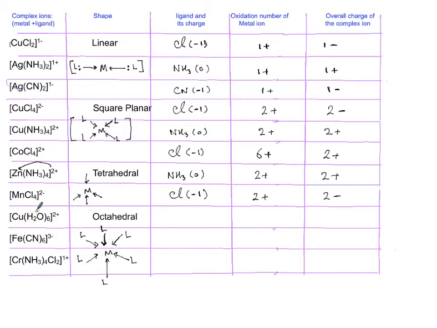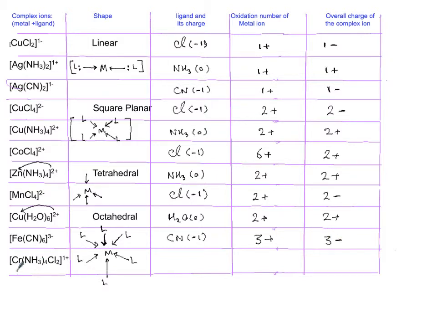The first example, your ligands are water molecules, neutral, so the charge 2 plus applies to the metal as well, 2 plus, 2 plus. Then you have iron with 6 cyanide. Cyanide is 1 minus. So what plus 6 minuses will give you 3 minus? Iron should be 3 plus. And the charge of the complex ion is 3 minus.